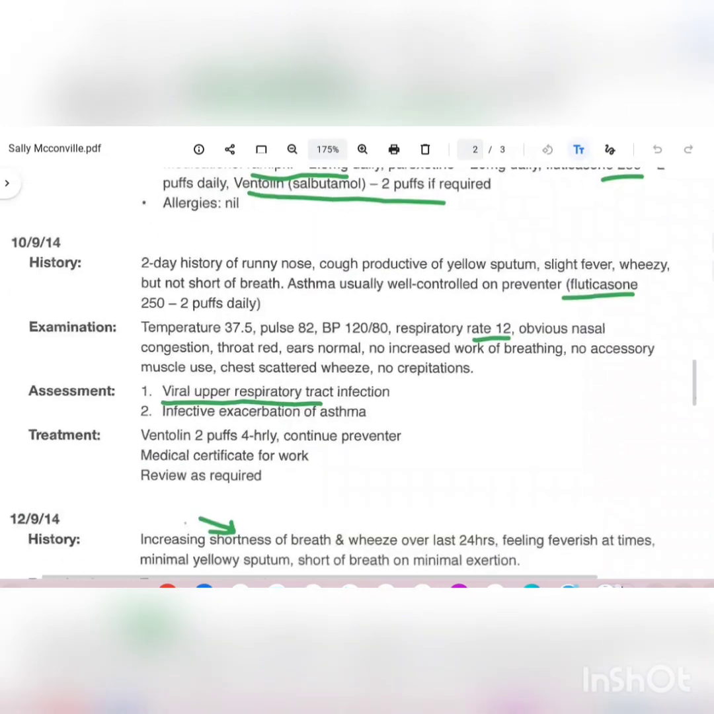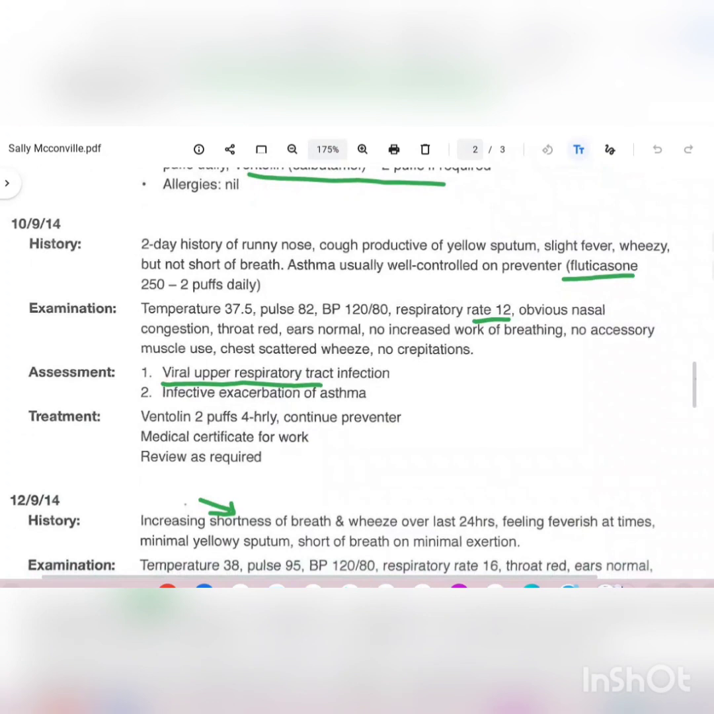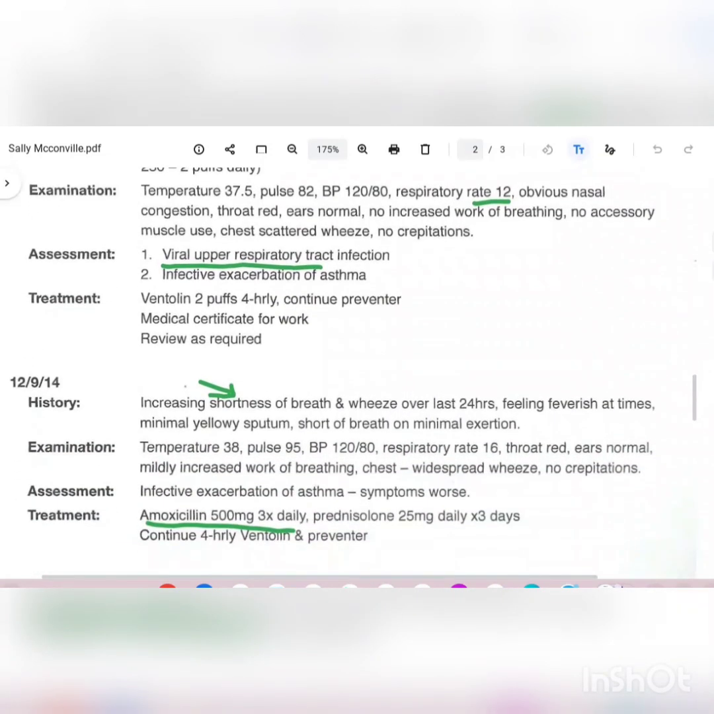Then the second, the patient again presented to me on this date. You can say after 2 days. Patient presented to me, visited me, those are all the words you can use, with increased shortness of breath. Then again assessment was done, and you thought the patient's condition was maybe an infective exacerbation of asthma. Therefore amoxicillin 500 milligram was prescribed along with prednisolone 25 milligram.